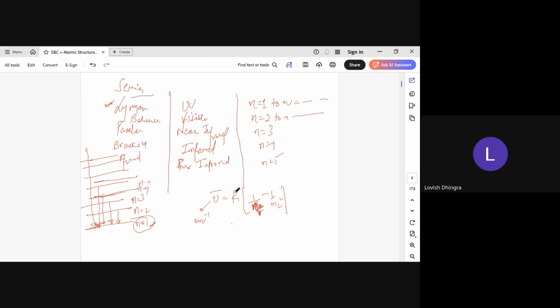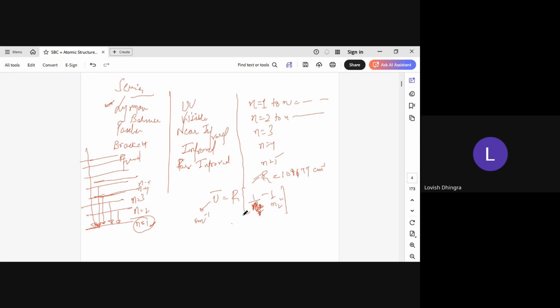And what is the value of R? R will be 109677 centimeter inverse. Clear? You should remember this R value, because sometimes they can ask you the wave number value. So you should remember the R value.